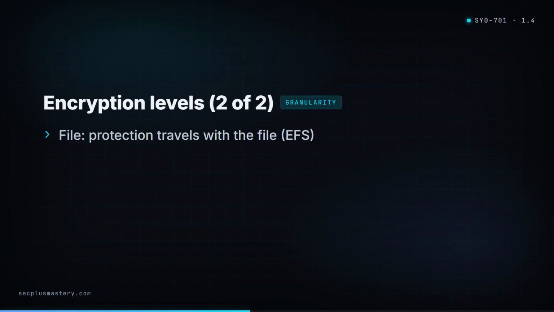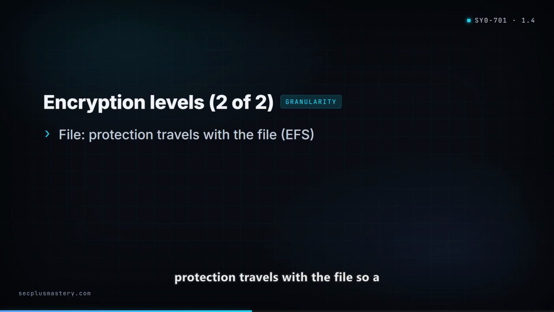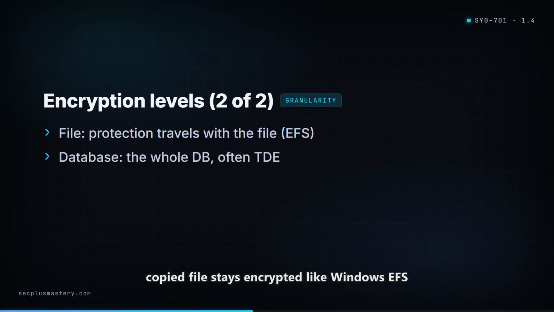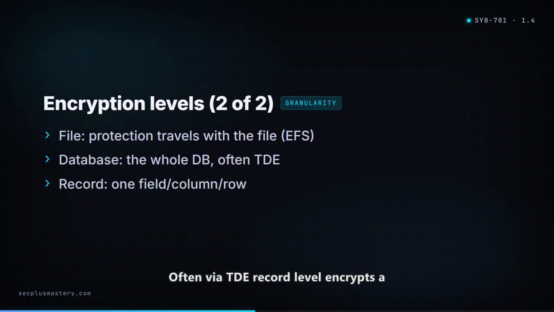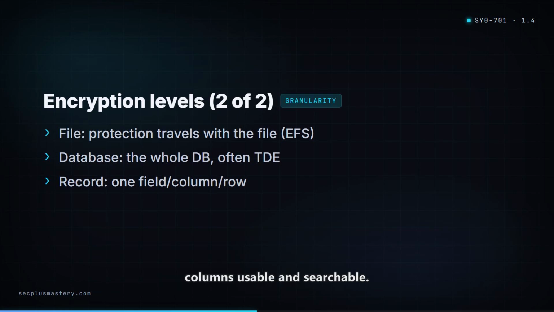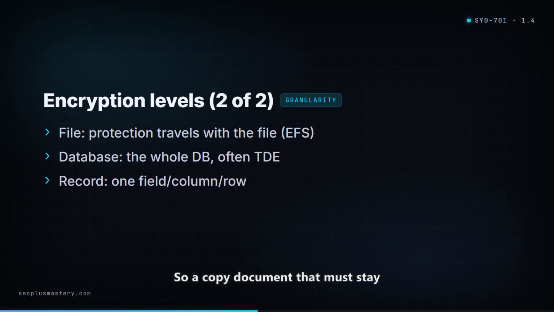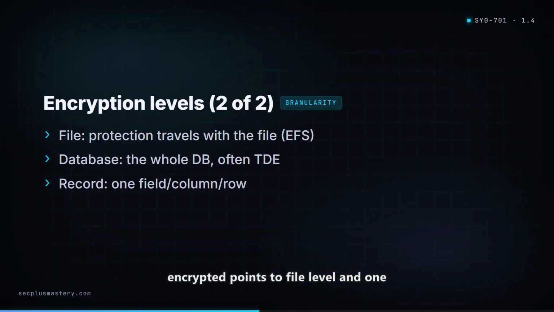The finer levels. File encryption protects individual files, and the protection travels with the file, so a copied file stays encrypted, like Windows EFS. Database encrypts the whole database, often via TDE. Record level encrypts a single field, column, or row, leaving other columns usable and searchable. So a copied document that must stay encrypted points to file level, and one protected column points to record level.